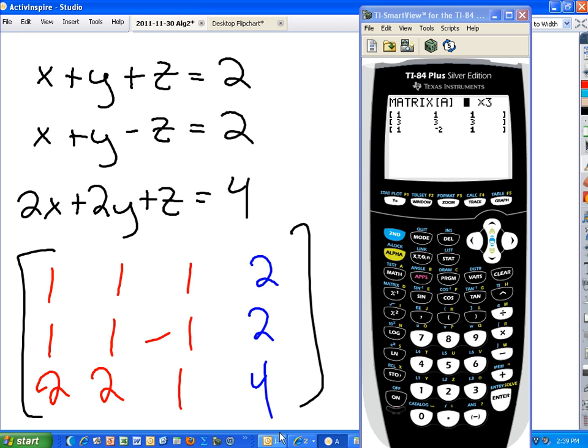So if I want to build this one big matrix with both the coefficients and the constants, how would I... 3 by 4. Okay, I'm going to make it a 3 by 4. Good.